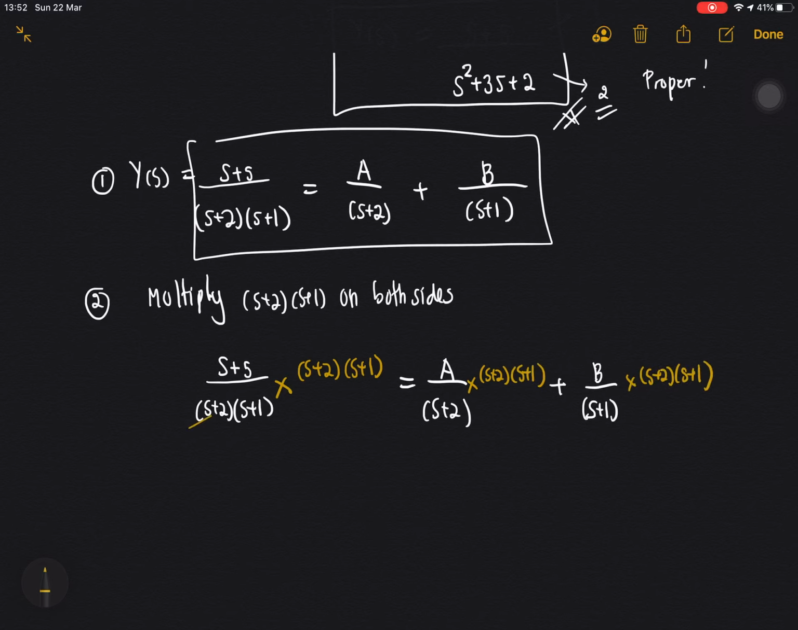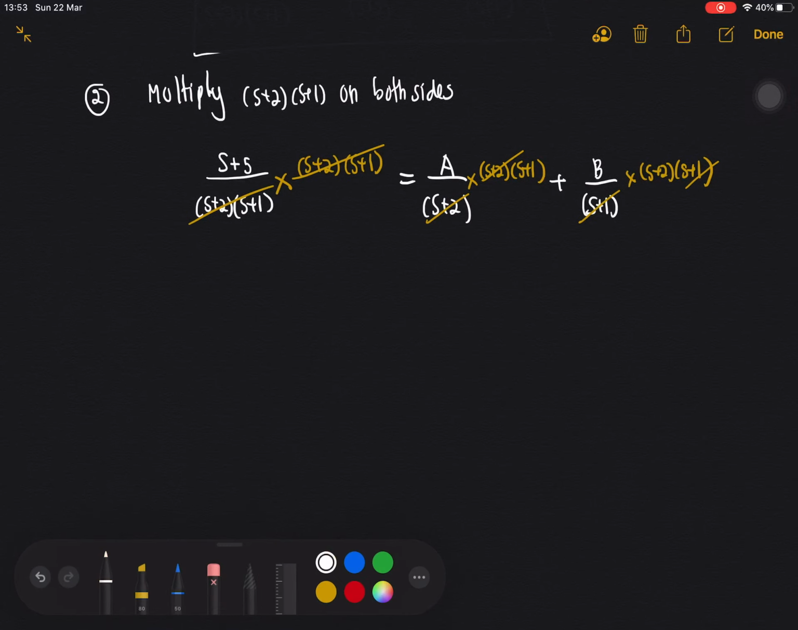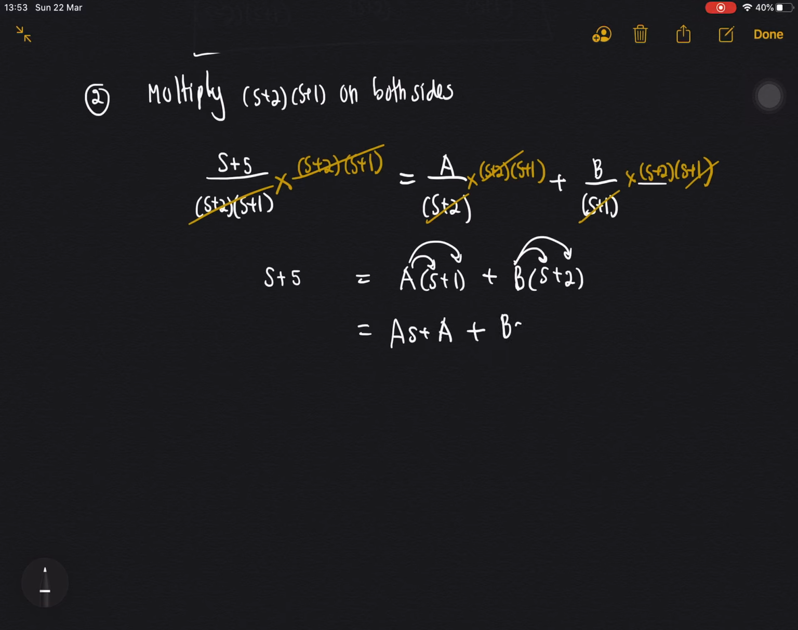Right? So this and this, and s plus 2, can be eliminated at s plus 1, and thus s plus 1 can be eliminated out. Therefore, on the left side of the equation, we have s plus 5 equal to a multiplied with s plus 1, plus b multiplied with s plus 2 left. Right, and then you cross multiply here, so you have as plus a plus bs plus 2b, right, equivalent to s plus 5.